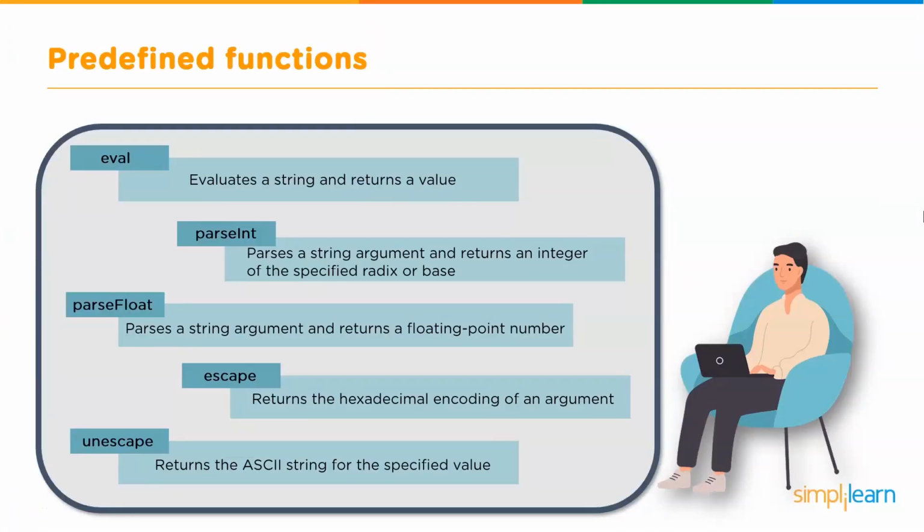Next up is parseInt. As the name suggests, it parses a string argument and returns an integer of the specified radix or base. The syntax basically includes the keyword parseInt and the string within parentheses. parseFloat, on the other hand, parses a string argument and returns a floating point number. Again, the syntax has the keyword parseFloat along with the string within parentheses. Next up is escape. This returns the hexadecimal encoding of an argument. And on the other hand, unescape returns the ASCII string for the specified value.